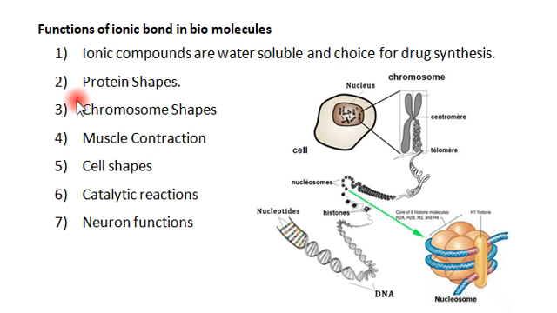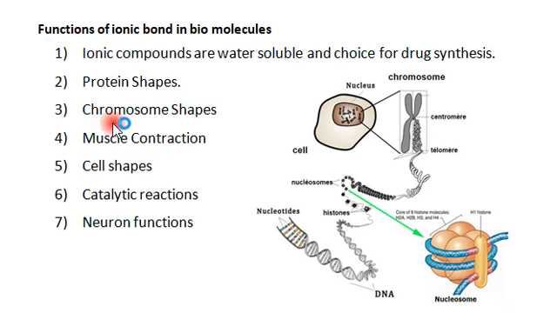The second function of ionic bond is that it provides protein shape. The tertiary and quaternary shape of protein is due to its ionic bonds, which is mandatory for enzyme activity as well as for forming the building blocks of the body.